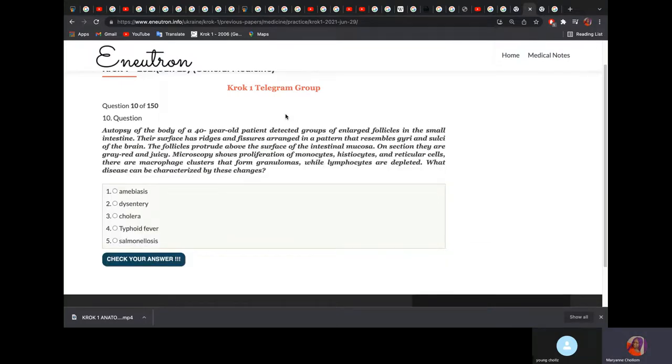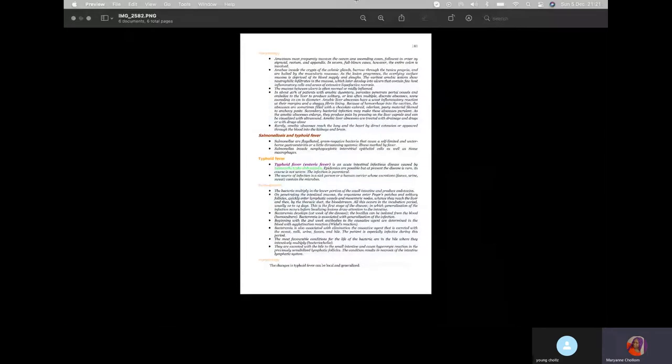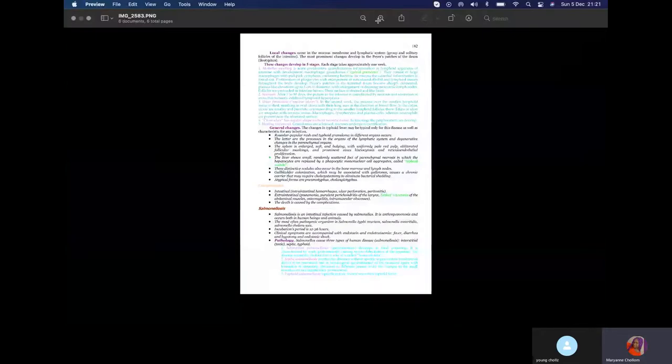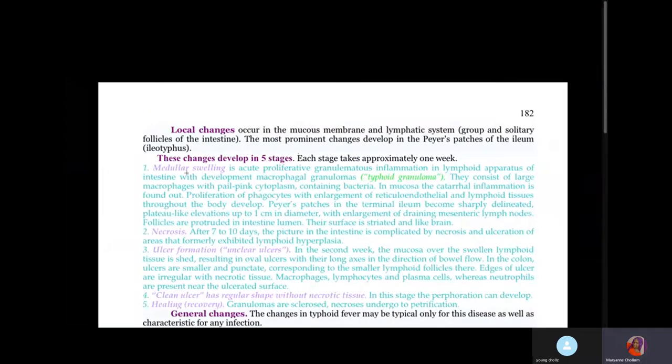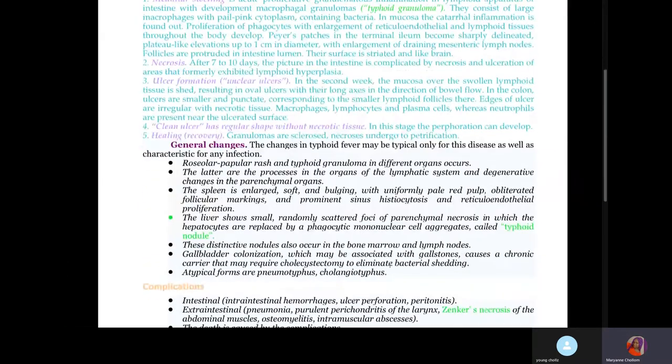Autopsy of the body of a 40-year-old patient detected a group of enlarged follicles in the small intestine. What do you see here? They said their surface has a pattern that resembles gyri and sulci of the brain. I'm going to show you another photo again, but I explained this in the lecture. You can see the morphology, something called the medullary swelling. Their surface is striated and looks like brain, so this is what it looks like if you want to study it.